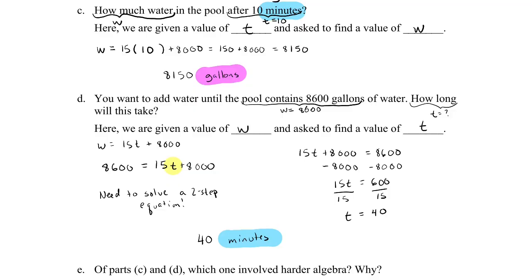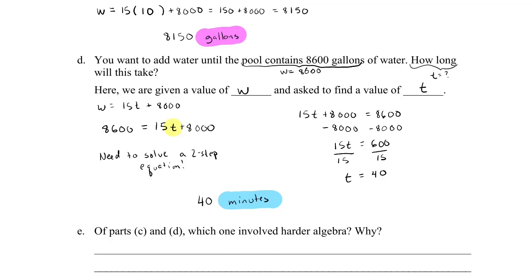Now, you will notice that in part C, the math was a lot easier than in part D. Right? In part C, we just had to plug in and do arithmetic. In part D, we had to solve an equation. Why? Well, the difference was in part C, we were finding the value of the dependent variable. In other words, we were finding the output given the input. On the other hand, in part D, we were finding the input given the output, which is kind of backwards from the usual thing we want. And so it requires more work.